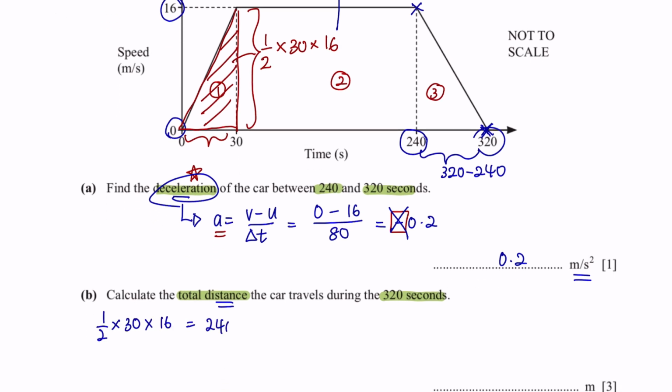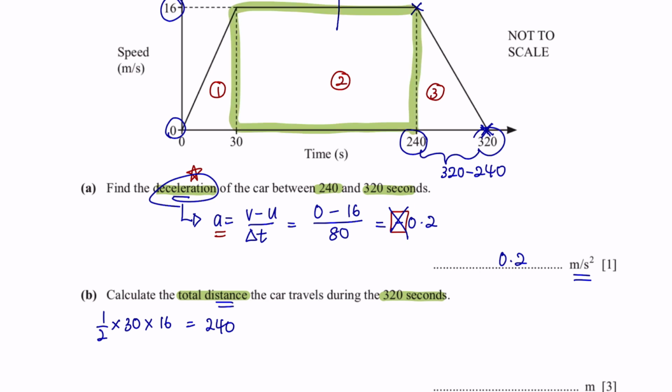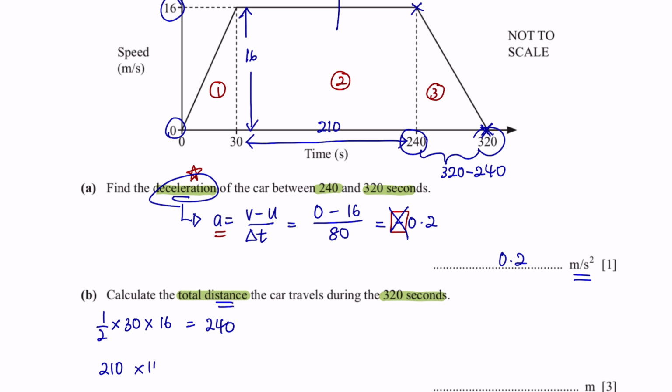which would be 240. Next, we're going to find the area of the second shape, which is this rectangle. The height of the rectangle is 16, and the length of the rectangle is 30 to 240, which is 210. So we're going to multiply 210 by 16, which is length times height, giving you 3,360.